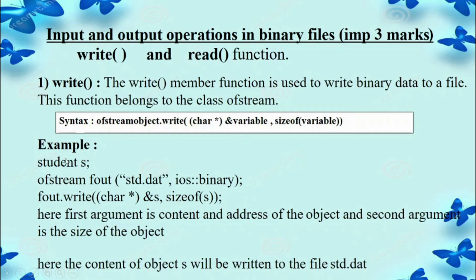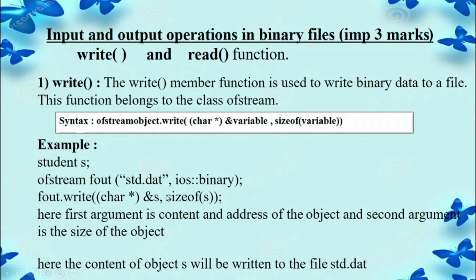So in the example here you see student S. Here student is a class name, S is the object name. Ofstream is a class name, fout is the object name. Using that you are opening a file in binary form. std.dat is the file name. ios scope resolution binary is the file mode for opening a file in binary form. Then fout.write and the same format, char asterisk ampersand s comma sizeof s.